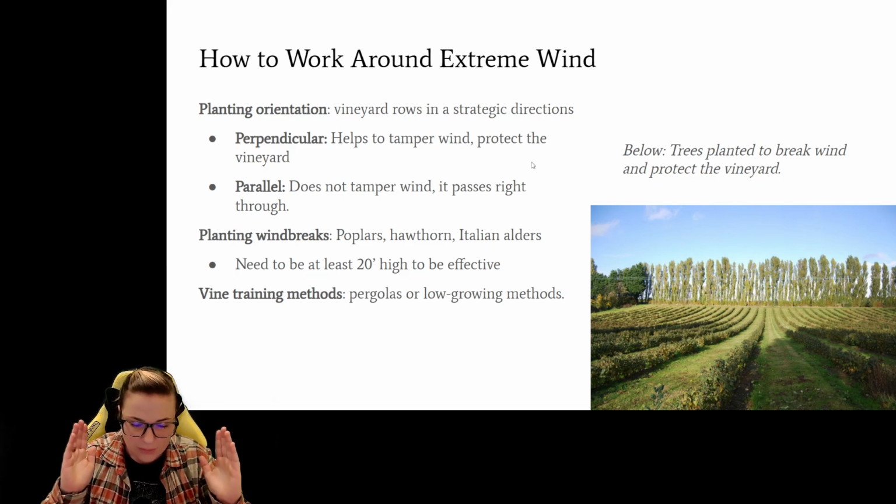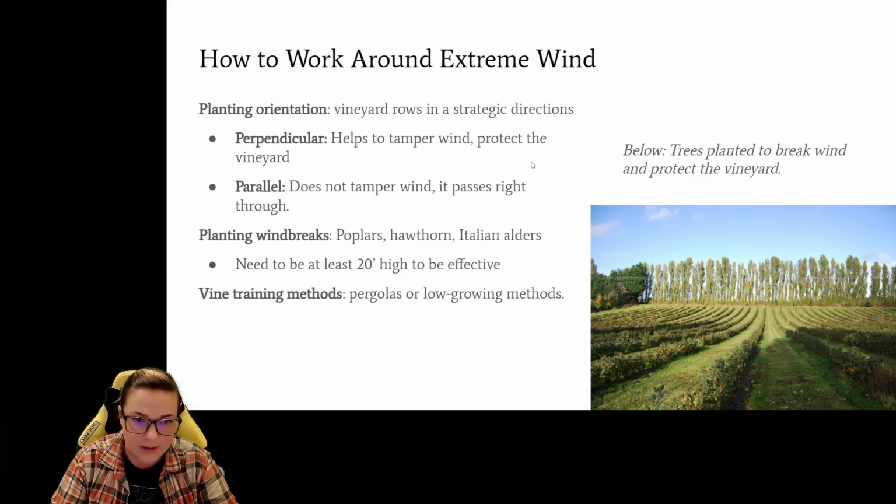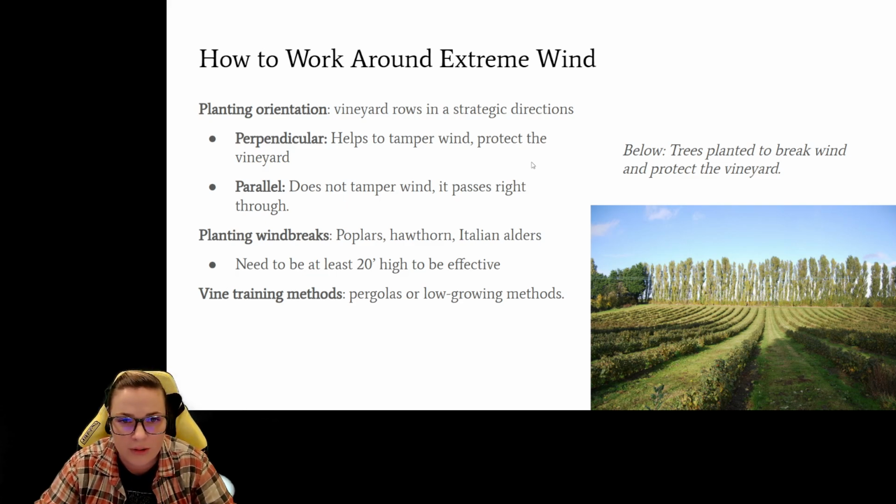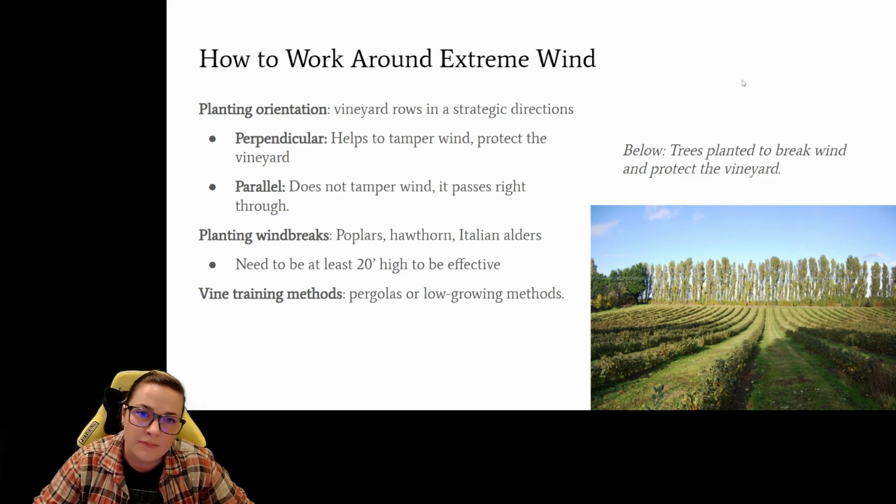If you were to plant your vineyard parallel to the wind, where the wind blows right through it, then it doesn't temper the wind, it just passes right through. It can cause a lot of damage or be difficult for your vines to be successful, right? So another thing you can do is you can plant physical windbreaks.